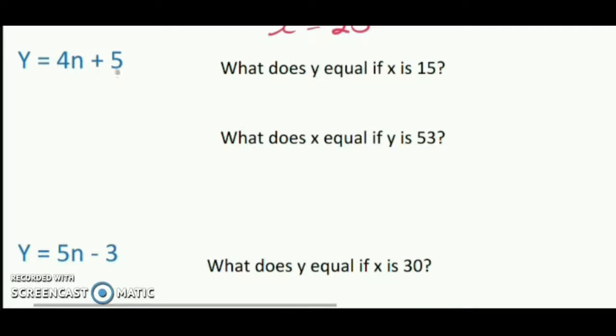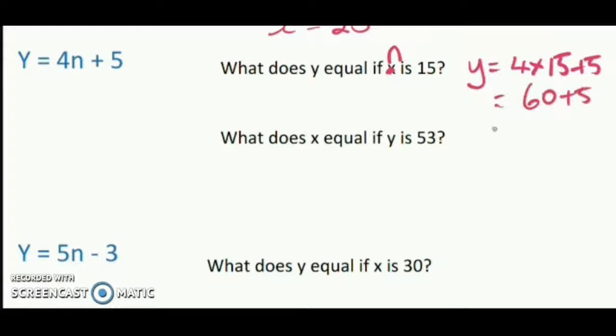This equation. What does y equal if x is 15? So y is equal to 4 times, that was meant to say n was 15. So 4 times 15 plus 5. So 2 15s are 30, so 4 of them must be 60. 60 plus 5, 65 is our answer for that one.